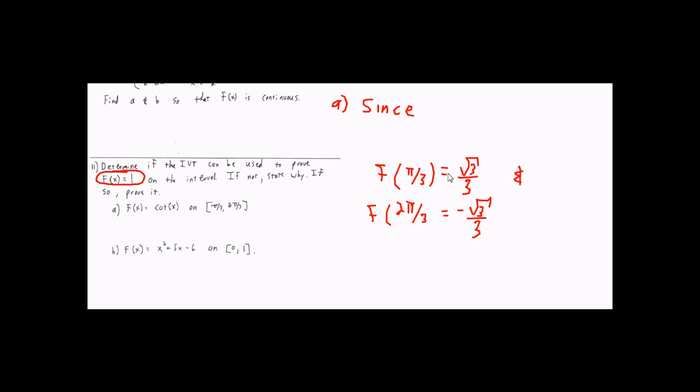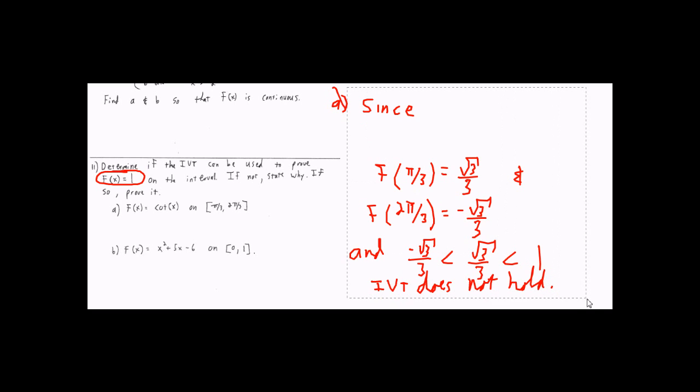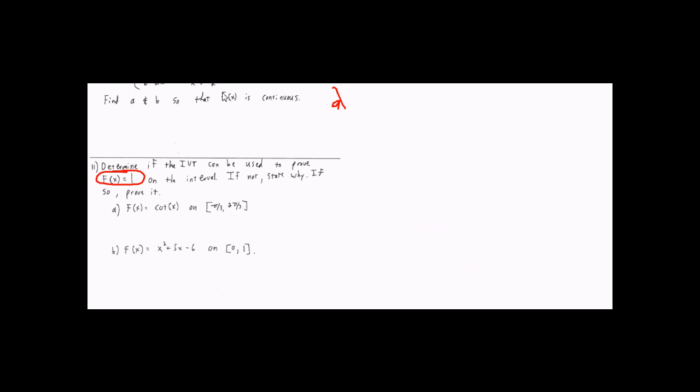what we would do, let's cut this out, we're going to say this. Since this happens, and negative root 3 over 3 is less than root 3 over 3, which is true, but they're both less than 1, IVT cannot be used, and that's what we're getting at here. IVT, the intermediate value theorem, does not hold. Okay, that was a tricky one. Let's get all this out of here. So IVT does not hold because it doesn't cross 1. They're both below 1. All right.